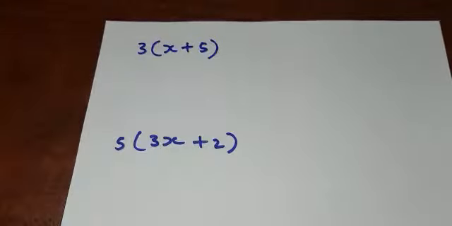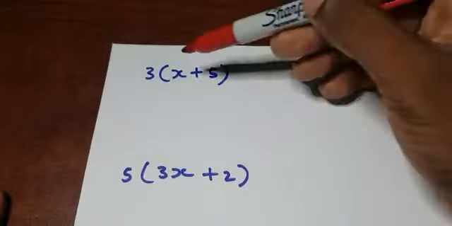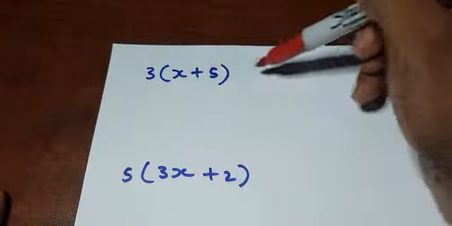So in this video, we're going to look at removing the brackets in algebraic expressions and simplifying where possible. So to start, we have 3 times in bracket x plus 5.